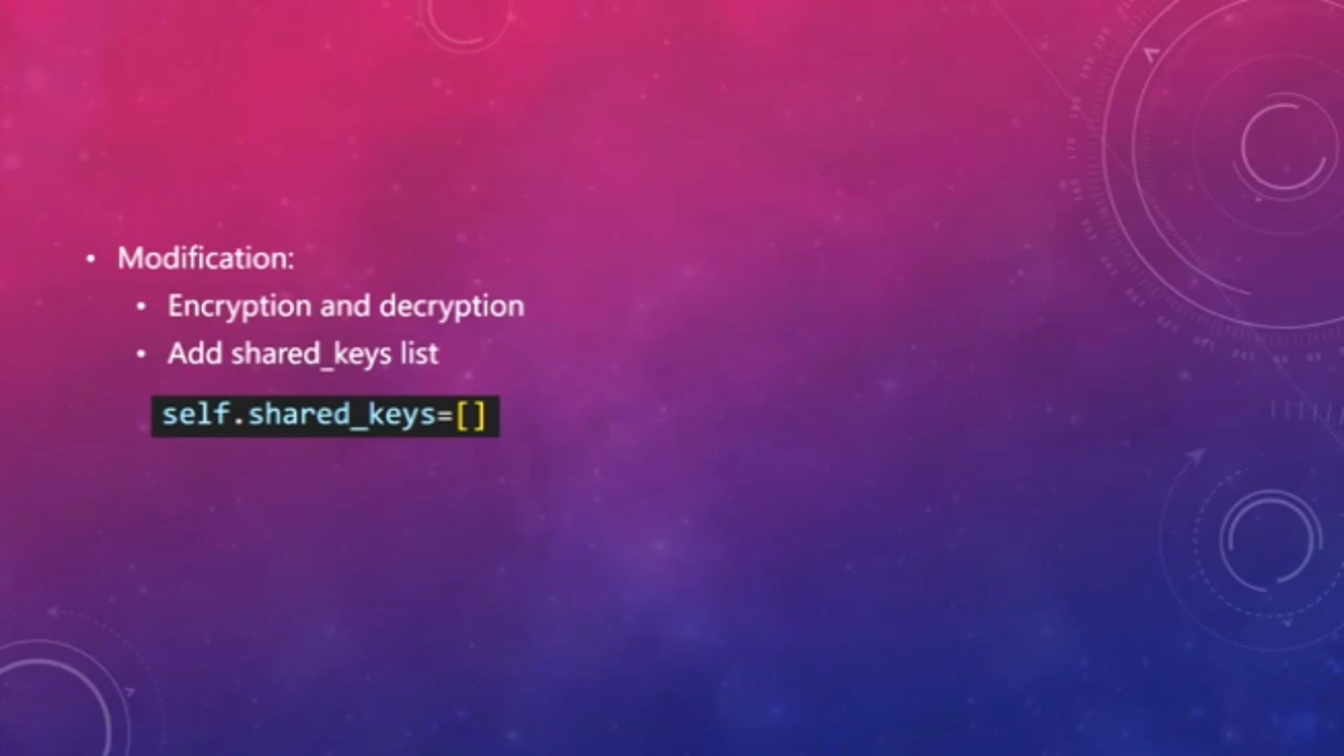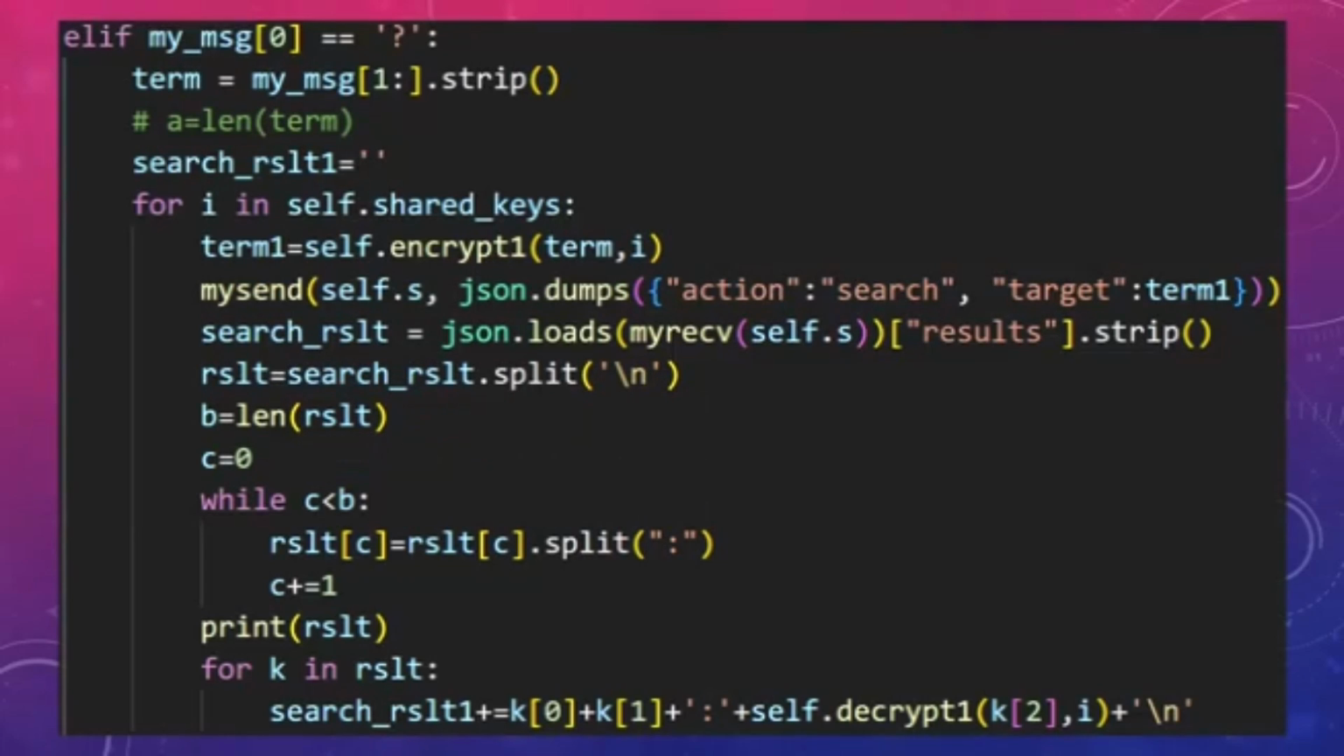Our basic idea is to encrypt the search term first and search it in the server, and then decrypt the search result. Considering that there may be multiple shared keys when the client chats with multiple people, we add a list to store all the shared keys the client has used. This is our code. There is a for loop to search for the term using all the shared keys we have stored. Also, we use a split method to help us decrypt the message without influencing other parts of the search result.